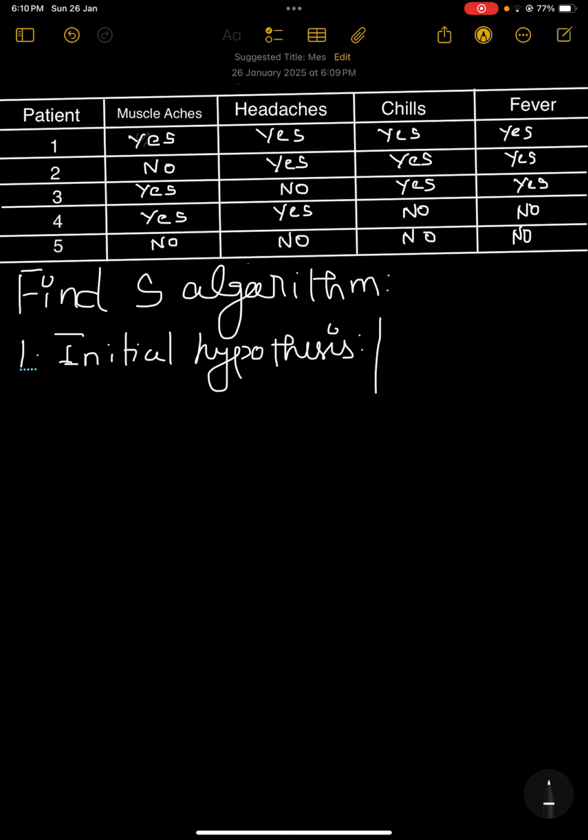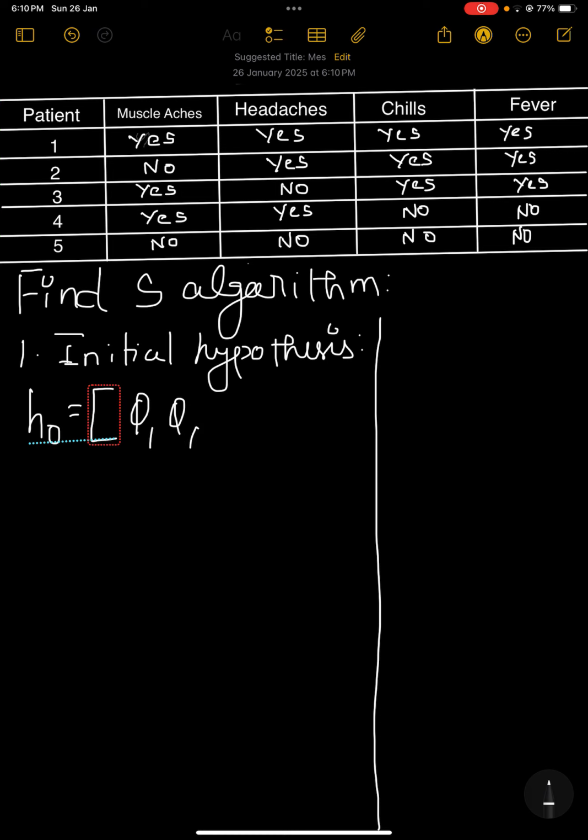So the initial hypothesis will be set with H. H is nothing but the initial hypothesis. So H0, how many attributes do we have? Muscle aches 1, headache 2 and 3 is chill. So we have 3 different features and we'll be having 3 null values for the initial hypothesis. So initially we will be assuming that muscle aches value is null, headache value is null and chill is null, because we don't know which feature is maximally contributing for fever prediction.